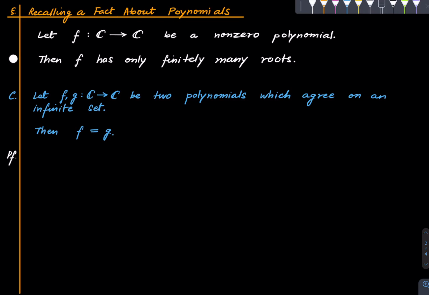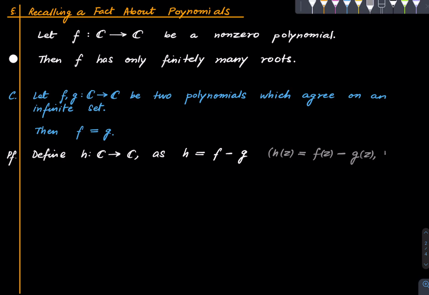What we have in the hypothesis is that two polynomials agree on an infinite set, meaning there is an infinite set of points in the complex plane where f and g take the same value. Then in fact the two polynomials are equal. This is very simple, because just define h as the difference of f and g. What this really means is that the value h takes on z is the difference of the values that f and g take on z. And since f and g are polynomials, so is h. The difference of two polynomials is a polynomial.